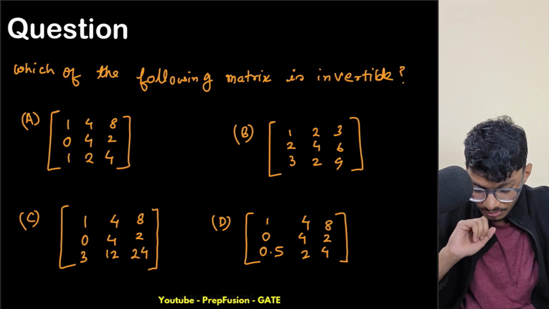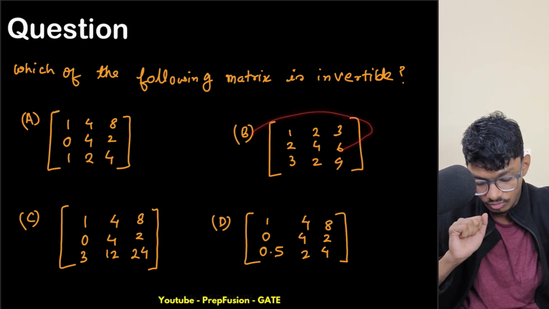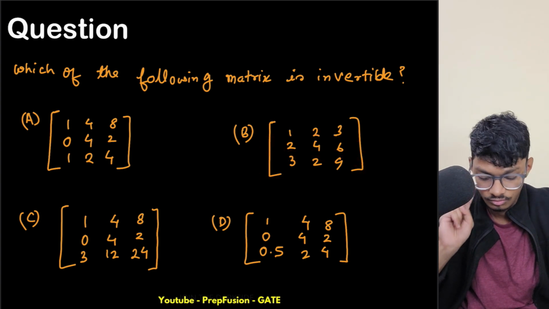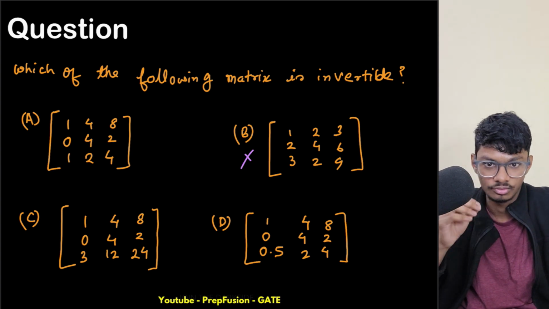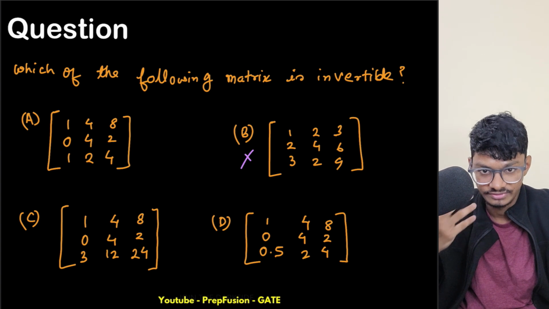But here, what do I see? Try to eliminate the options. Here I see row 2 equals row 1. So this will be eliminated, because there is a relation, the determinant will be 0 and it will not be invertible. Invertible means the inverse has to exist.